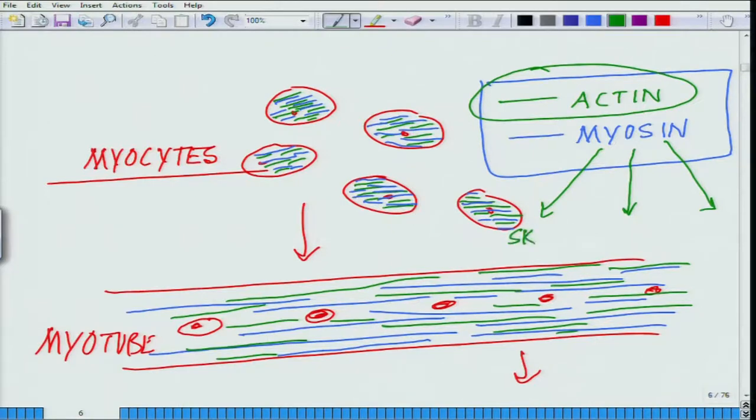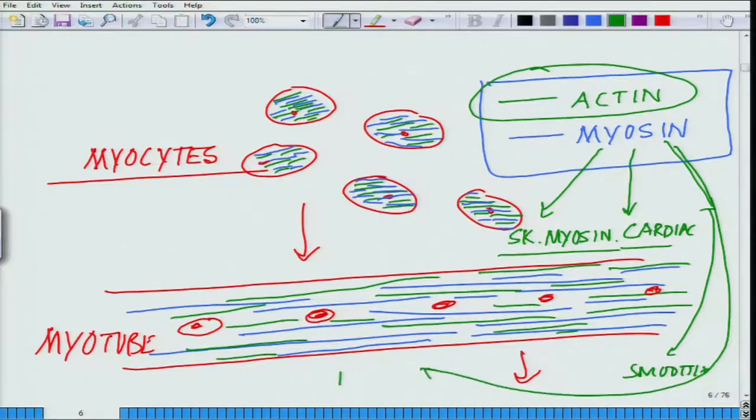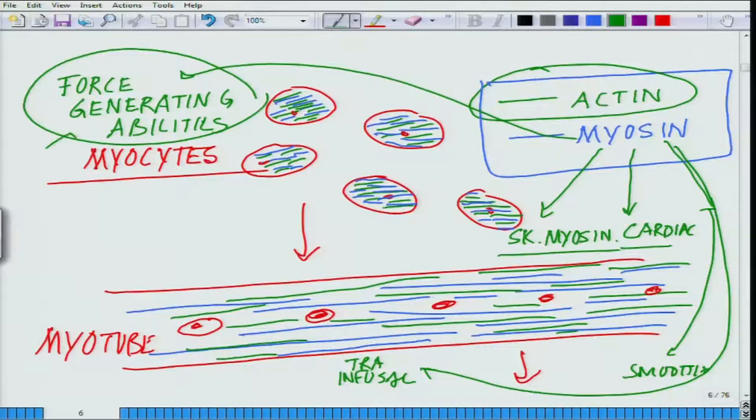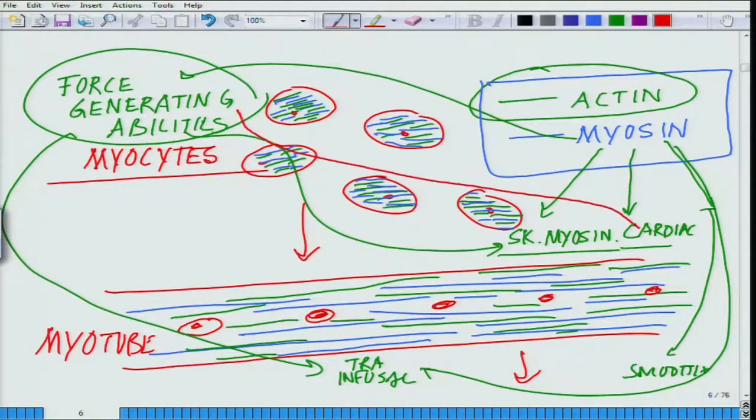Skeletal muscle myosin is different as compared to myosin of cardiac muscle, they are different. Myosin of smooth muscles is different, myosin of intrafusal fibers is different. Okay. So, there are different variants of myosin. What does that mean? In terms of functionality, they have different force generating abilities. Intrafusal fiber needs a different kind of force, whereas skeletal muscle needs a different kind of force, cardiac muscles need a different kind of force, smooth muscle needs again another different kind of force.